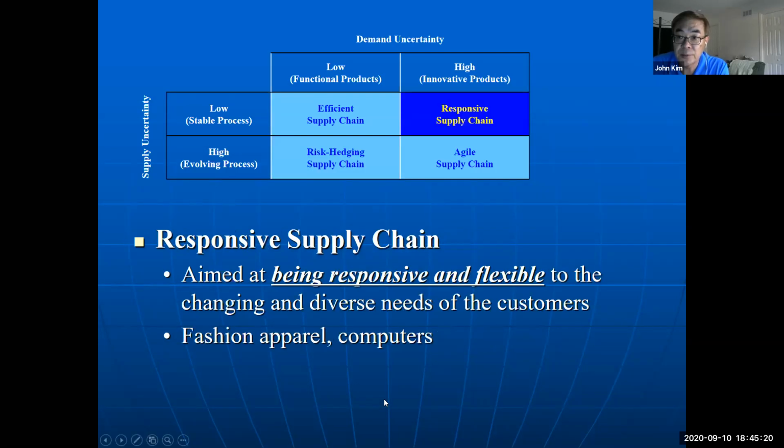And next dimension, such as fashion apparel, anytime demand disappears rapidly, so demand uncertainty is high, but supply uncertainty is low. In that case, try to move fast. Move fast. So make the company responsive and flexible. So try to change or move fast. That is responsive supply chain strategy.